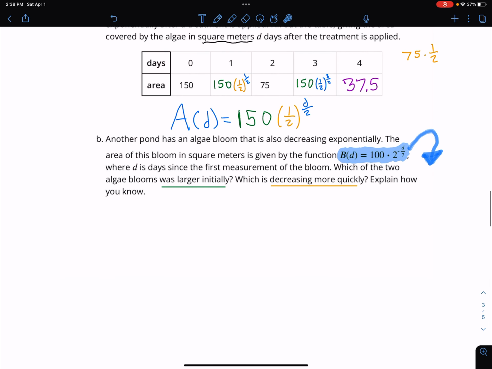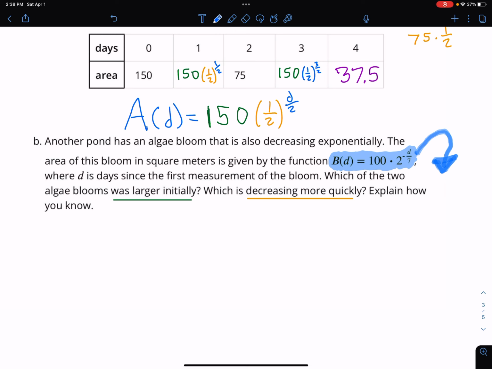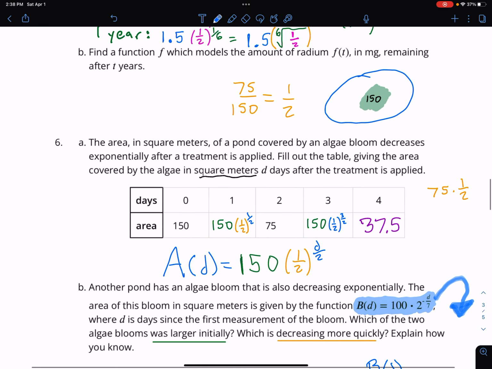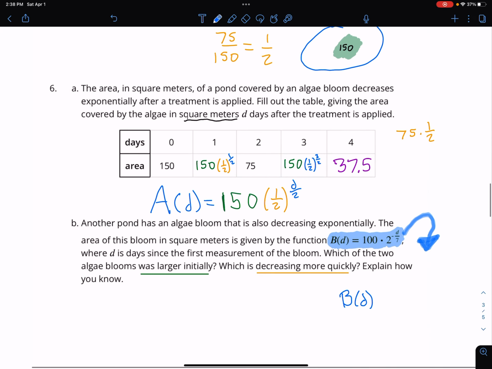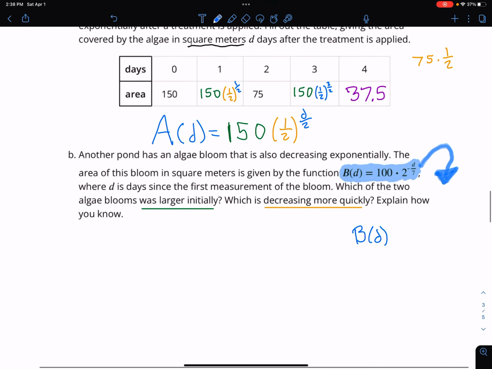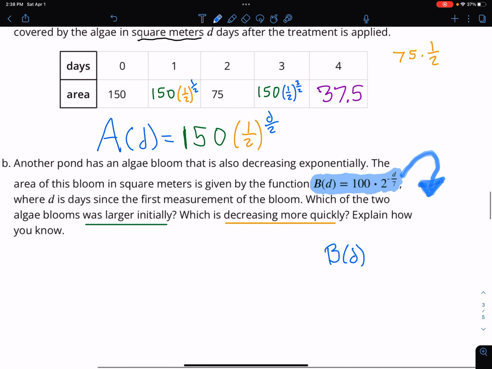6b. Another pond has an algae bloom that is also decreasing exponentially. The area of this bloom in square meters is given by the function b of d equals 100 times 2 to the power of negative d over 7. Let me rewrite that for you, okay? They were being a little bit aggressive with that, I think. Let's tone it down. B of d. Here's my pond scum B, right? There was my algae A. Here's my bog B. It's got a different algae growing over here, a different pond or something.